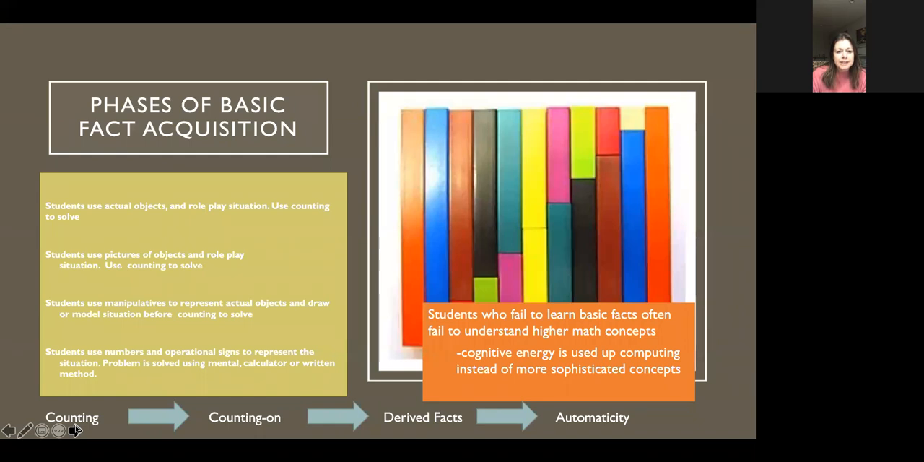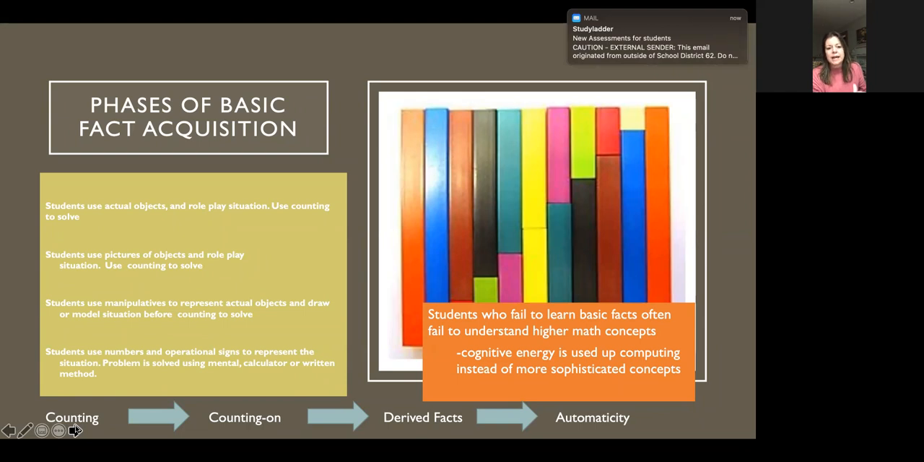The other continuum, which is more from First Steps in Math, is around kids using actual objects and role-playing situations and using counting to solve. So we give manipulatives or counters or whatever, we have them build, like I did with the little girl the other day, and asking her to push them together.